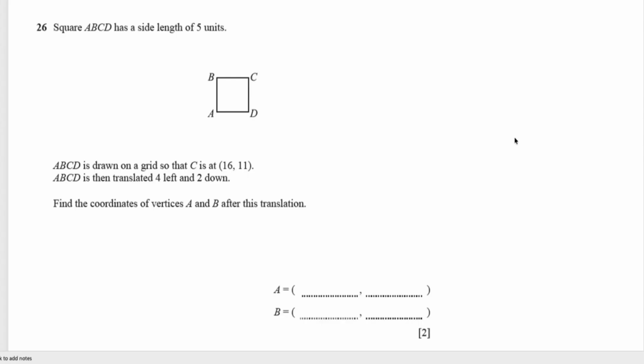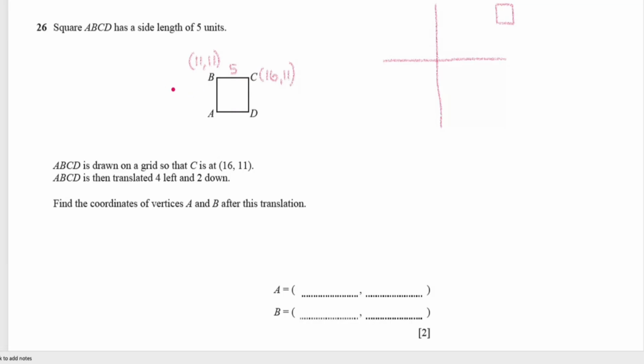Now on the diagram, A is bottom left, B is top left and D is bottom right. And we know that the side lengths will be 5 units. So let's write down the coordinates of point C, (16, 11). Okay, so here is our coordinate grid. (16, 11) will then be somewhere here. So there is a difference of 5 units. So that means the x-coordinate of point B will be what? The x-coordinate of point B will be 11. And the y-coordinate is still going to be the same. So it's going to be (11, 11).